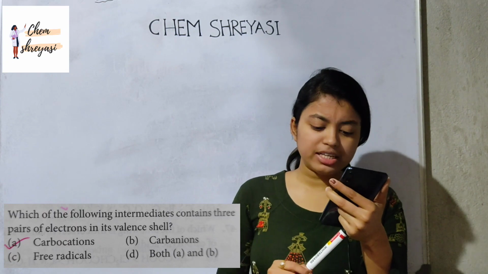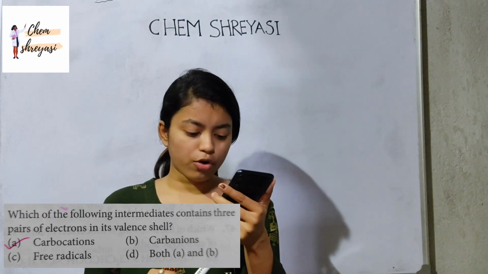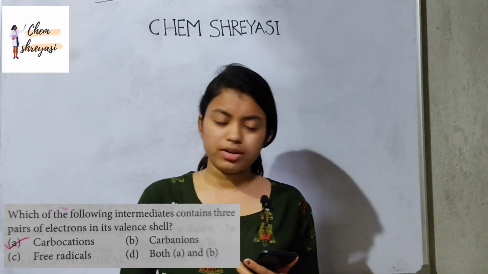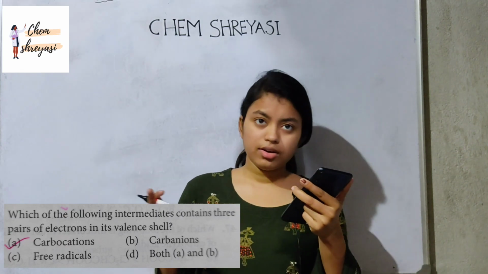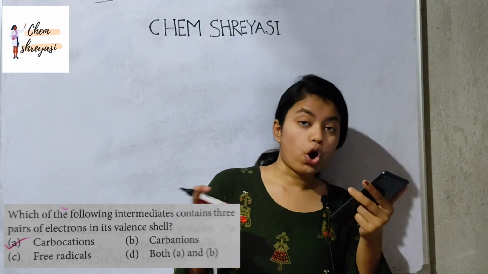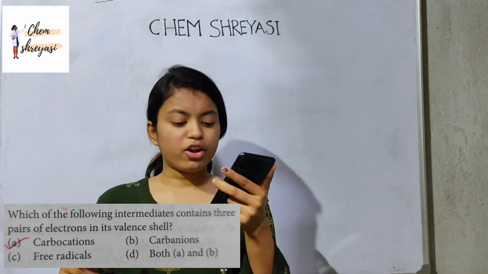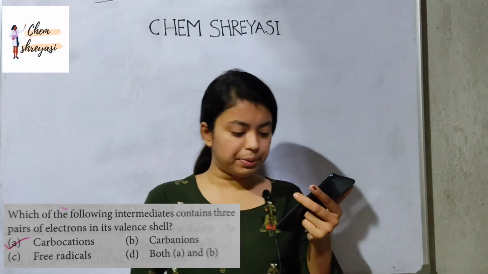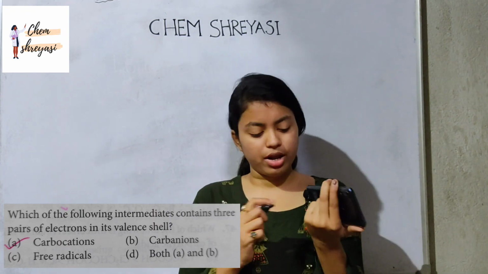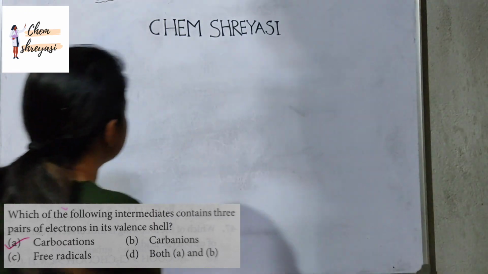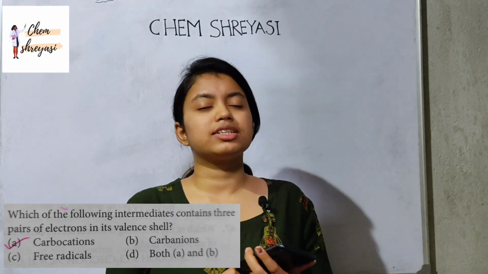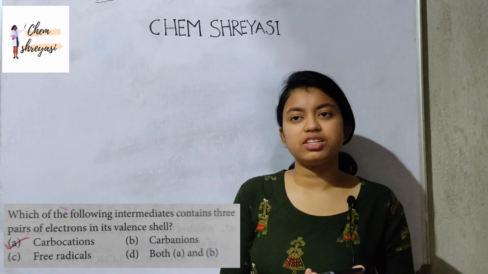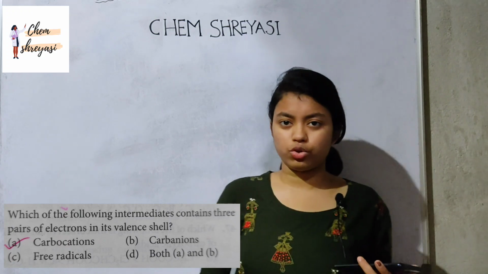Coming to the next question, it says, which of the following intermediates contains 3 pairs of electrons in its valence shell? And there are 4 options: option A carbocation, option B carbanions, option C free radicals, and option D contains both A and B, means both carbocation and carbanion. So we all know that carbocations are the carbon species or carbon containing species that has a positive charge on itself.